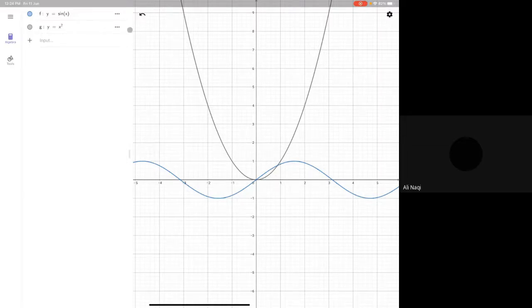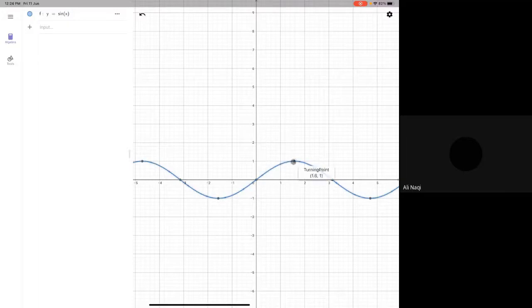So let me just repeat this. If I come from here to here, the function is increasing. Can you see that? From here, the function is decreasing. So the function is increasing or decreasing depending on the value of y. If the value of y is increasing, the function is increasing. If the value of y is decreasing, the function is decreasing. Clear?